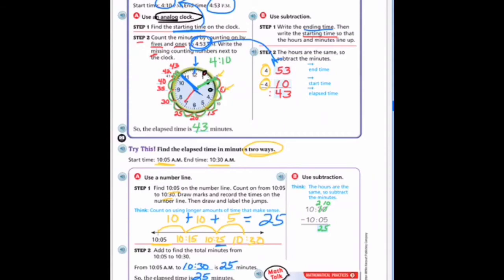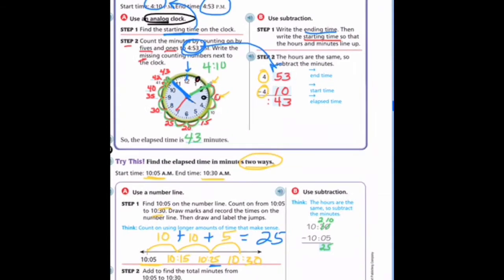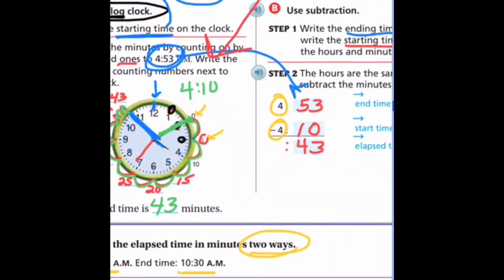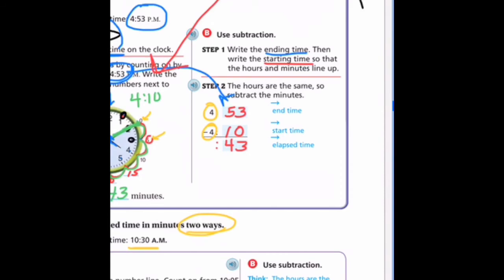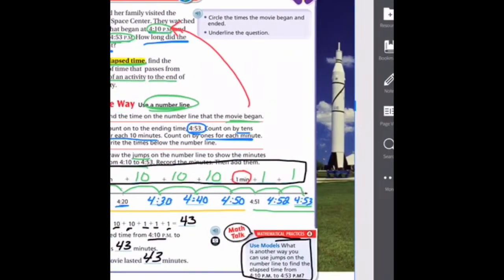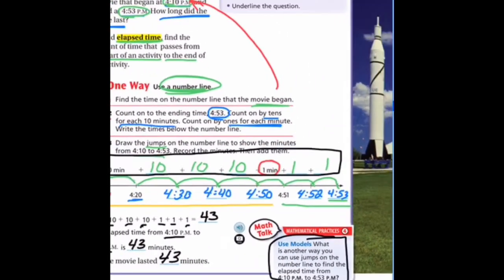Okay, boys and girls, use a strategy that works well for you. Sometimes this one here is a little confusing because figuring out where to count on your clock can get a little confusing. Also remember, you can only use this strategy if your beginning and ending time are both in the same hour. And finally, the number line works really well for most people.